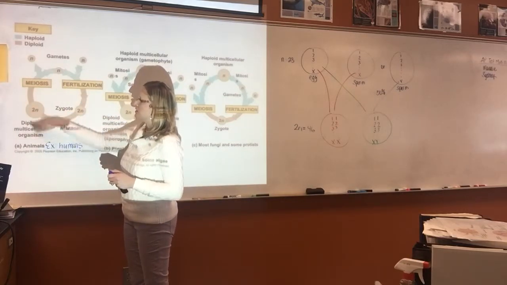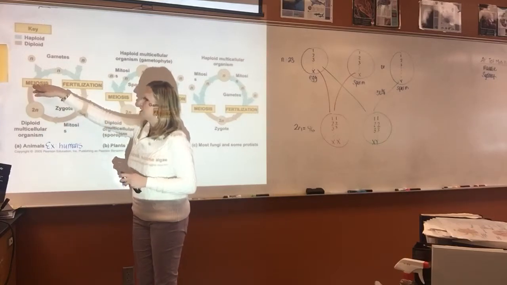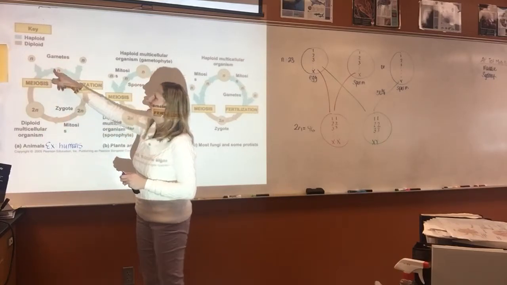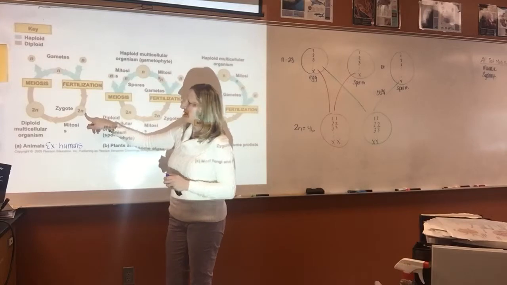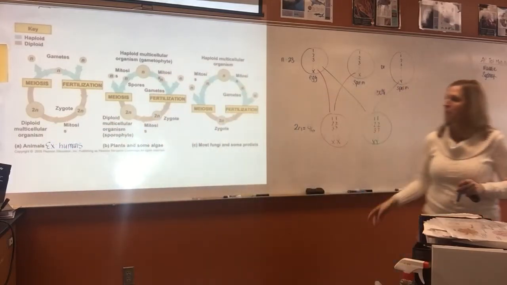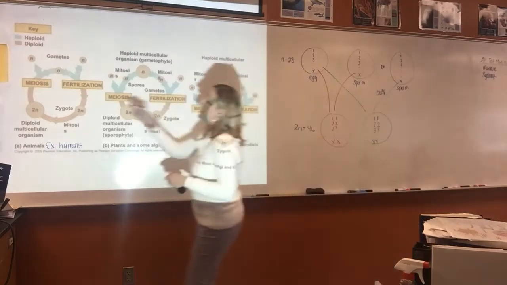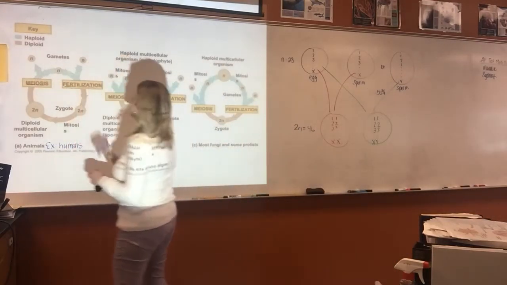So here's your adult humans, male and female. All the cells are diploid. Cells in the ovaries and testes divide by meiosis to make the gametes. Gametes come together in fertilization to get your zygote, which divides by mitosis to make your multicellular organism. All right, so that's what we just talked about. Meiosis and fertilization happens in both of them.